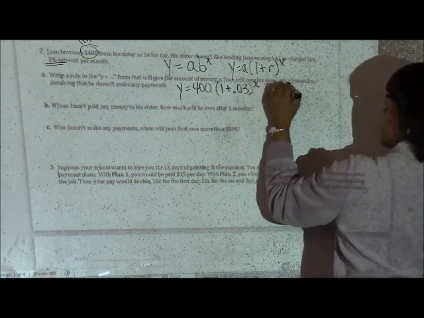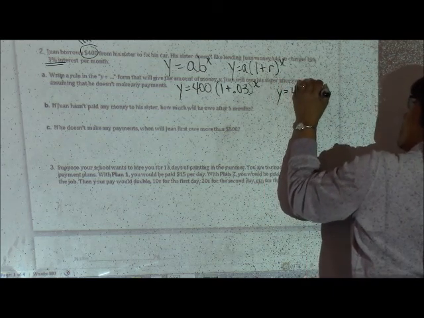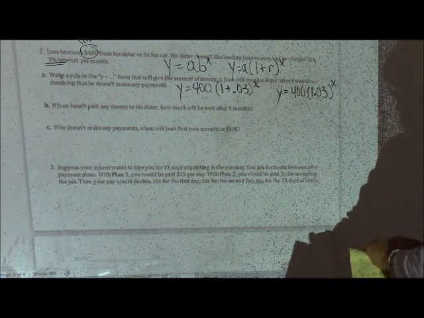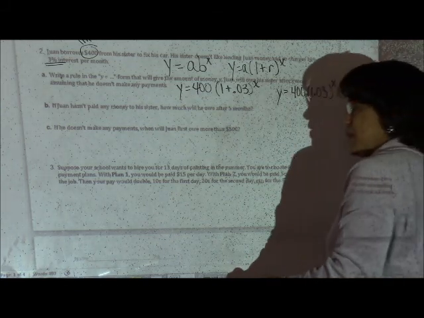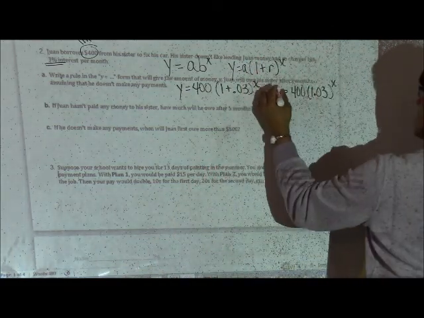So now let's write our final answer for A. We're going to simplify it. y is equal to 400 times 1.03 to the x. So that is the answer that we are looking for in A. Let me just box it out for you. This is you working your way there, and this is the answer.